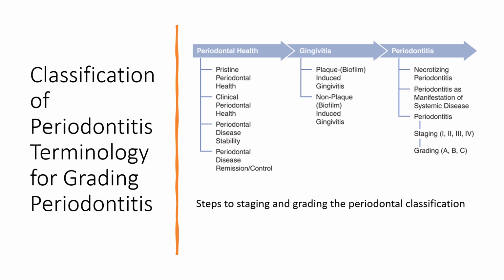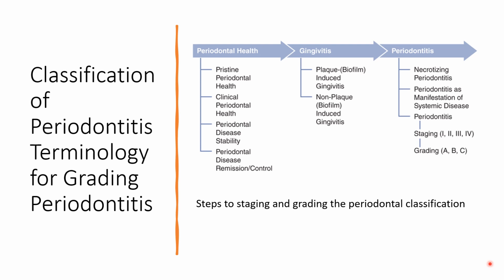So step 1 is the initial assessment, which includes patient history, risk assessment, clinical examination, radiographs, and periodontal exam. Step 2 is establish the stage by identifying areas of interdental clinical attachment loss. Evaluate the extent and the type of radiographic bone loss. Step 3, establish grade modifiers by evaluating the medical history and the risk factors, as well as assessing the progression of radiographic bone loss by dividing the radiographic bone loss percentage by the patient's age.